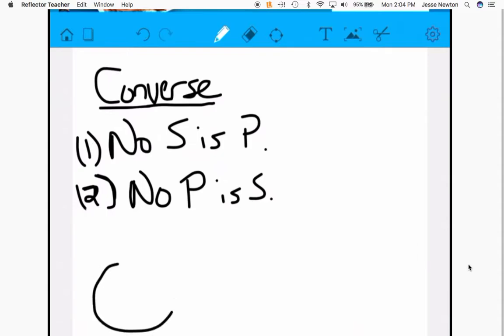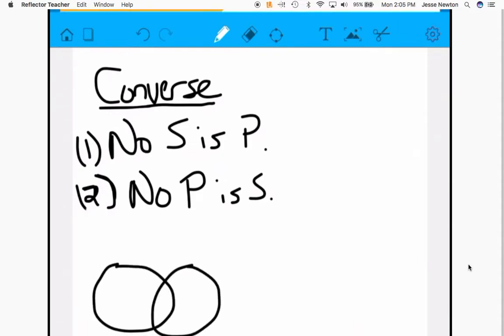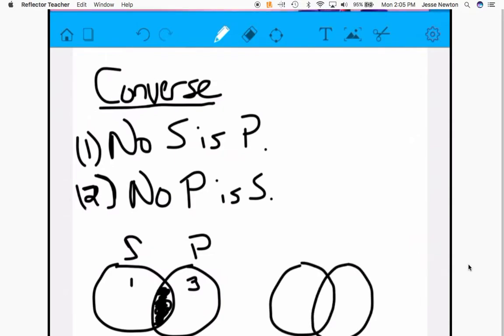And what we do is we do like before, we draw our Venn diagram, S and P. We number our regions. You might wonder why we're numbering the regions, why that's so important. Actually, we're going to get to some really complex diagrams later on, and that's going to become extremely important. So how do we diagram sentence number one? No S is P. Well, basically you're saying nothing exists in the area where they overlap. So we just shade in region 2. And then we come over here. We want to diagram the second one. No P is S. Again, just like before.